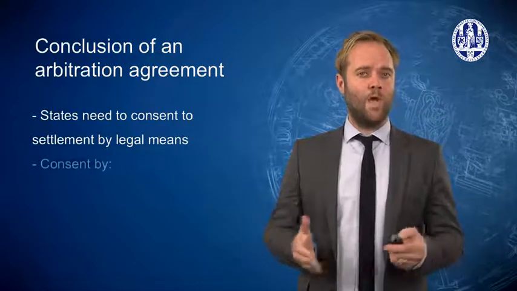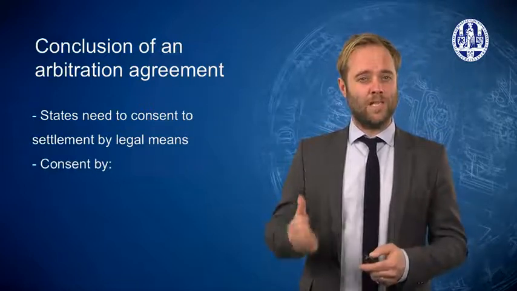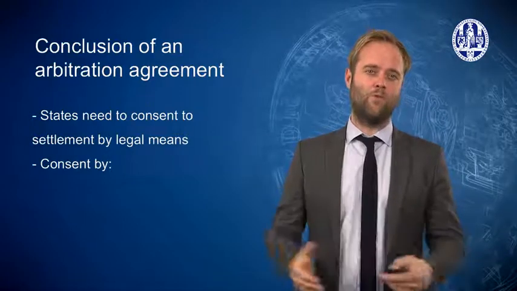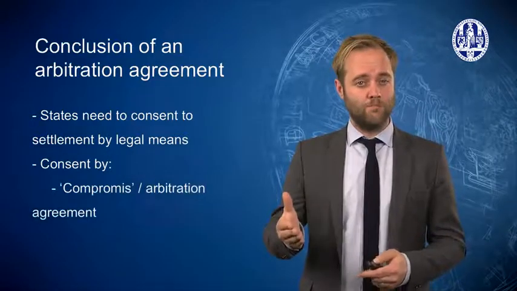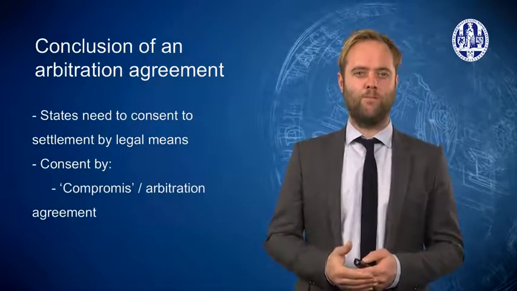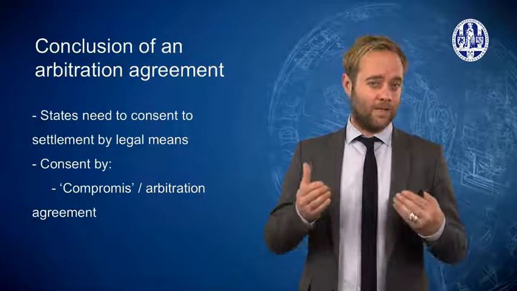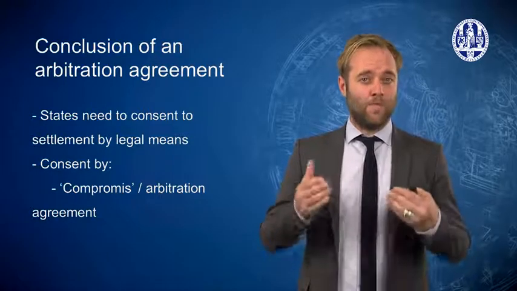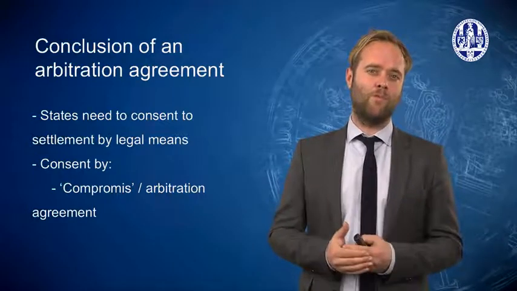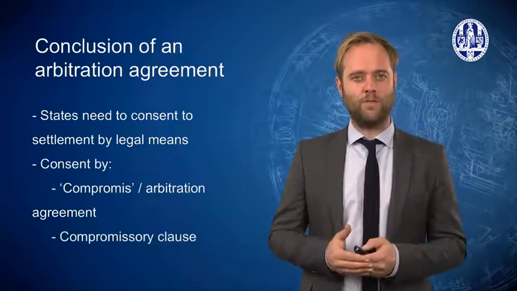There are generally two ways of consenting to arbitration. A first and originally most common way is to sign a special treaty in which the parties decide to submit an existing dispute for settlement to arbitration. This is called a compromis, special agreement, or more specifically for arbitration, an arbitration agreement. The second and now more common way is to include a provision in a treaty that deals with a certain set of issues in which the parties agree in advance that any future dispute that may arise under that treaty can be submitted to arbitration at the request of any party. This is called a compromissory clause.